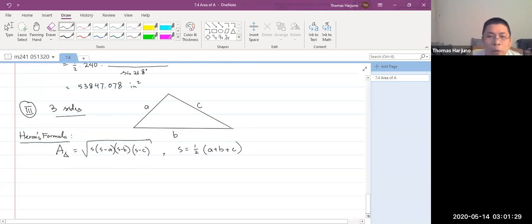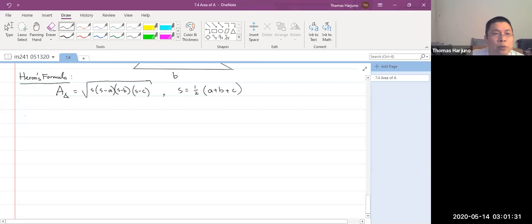Now suppose, for example, I have side A equals 10, side B equals 12, and side C equals 14. Find the area of the triangle.